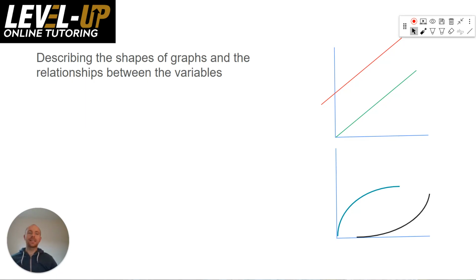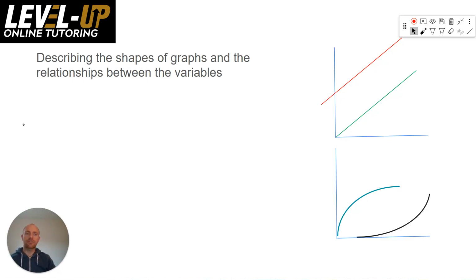Okay, the next skill we're going to look at is actually describing these graphs. So very often they will show you a graph and they'll ask you to describe the graph. It's a relationship between two variables. Sometimes they'll give you experimental data and they'll ask you to describe how one thing varies with another thing. And there are some key rules here that people often forget.